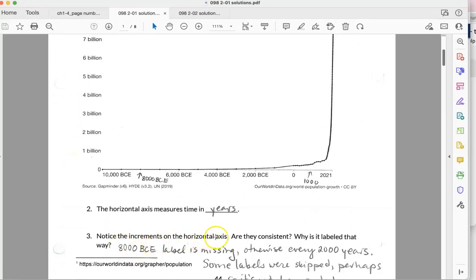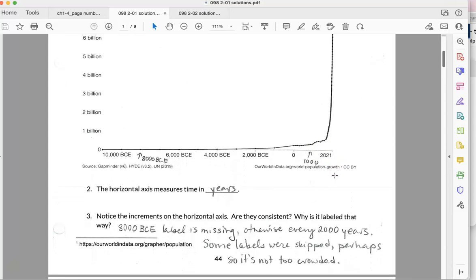Notice the increments on the horizontal axis. Are they consistent? So typically I try to get my students to label the numbers consistently. And if we were going by every 2,000 years, we would need to include the 8,000 and then go to 6,000 BC, 4,000, 2,000, 0. And then instead of including 2000 as a tick mark, they actually included 2021, which I believe was the last data included in this graph.